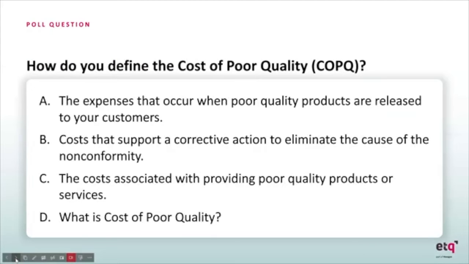So moving along, before we start today, we'd like to start the webinar with a couple of poll questions. The first one we have here is, how do you define the cost of poor quality? We have a few options for you. A, the expenses that occur when poor quality products are released to your customers. Or B, costs that support a corrective action to eliminate the cause of the nonconformity. Or C, the costs associated with providing poor quality products or services. Or D, you're not quite sure what the cost of poor quality is, and that's okay. We'll give you a few seconds to choose the correct answer.